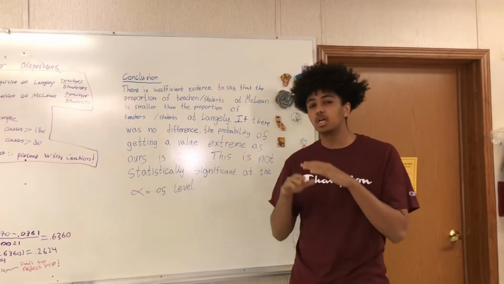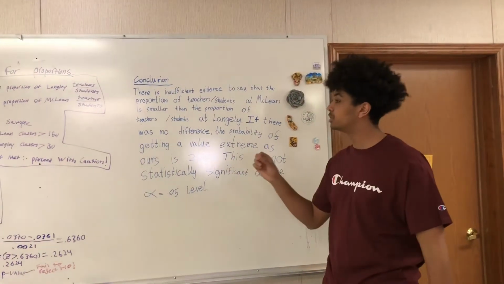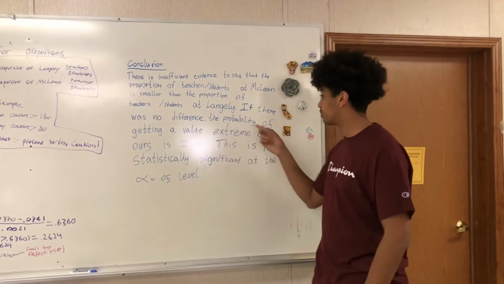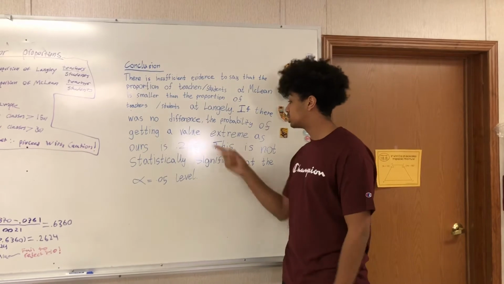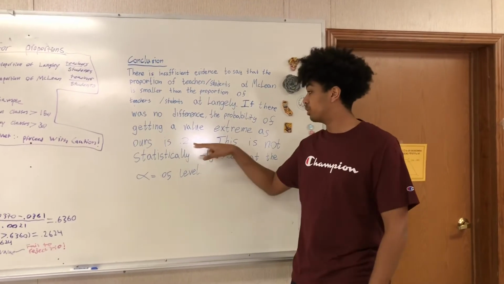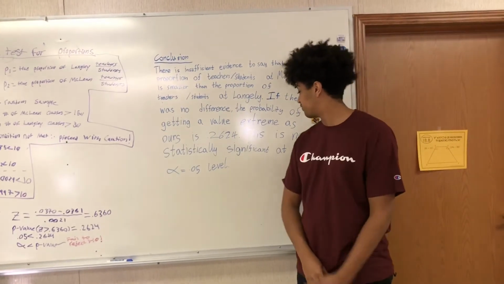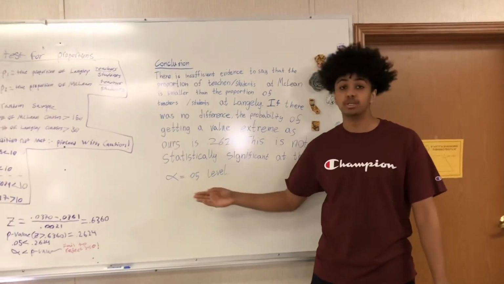So conclusively, there is insufficient evidence to say that the proportion of teachers to students at McLean is smaller than the proportion of teachers to students at Langley. If there was no difference, the probability of getting a value as extreme as ours is 0.2624. This is not statistically significant at the alpha level of 0.05.